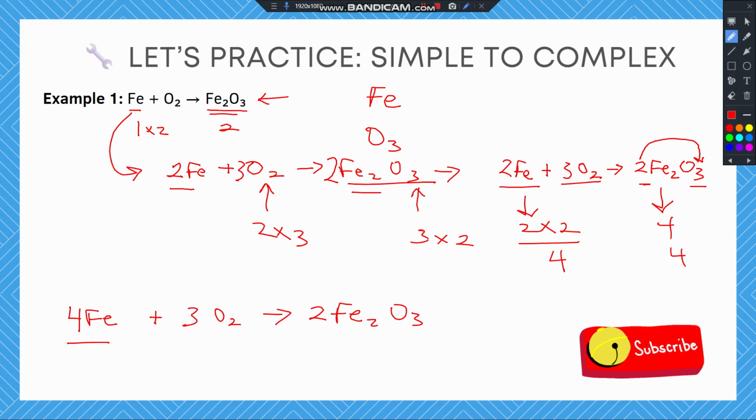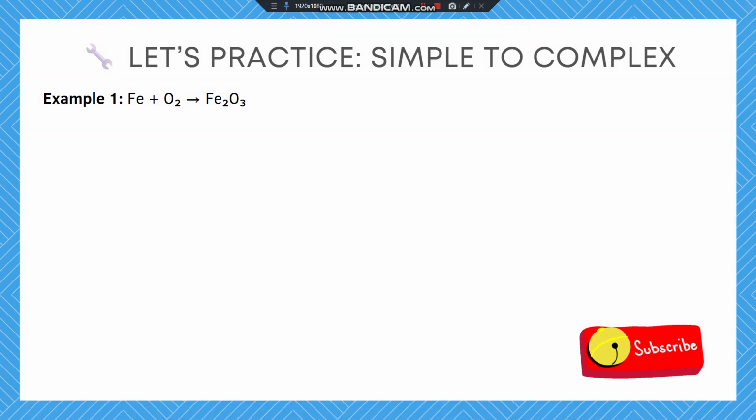That way this equation is finally balanced. We have 4 atoms of iron on the left, 4 on the right, 6 atoms of oxygen on the left and 6 on the right. I'm sure you saw how we balanced this equation from A to Z. So let's move on to the next example.